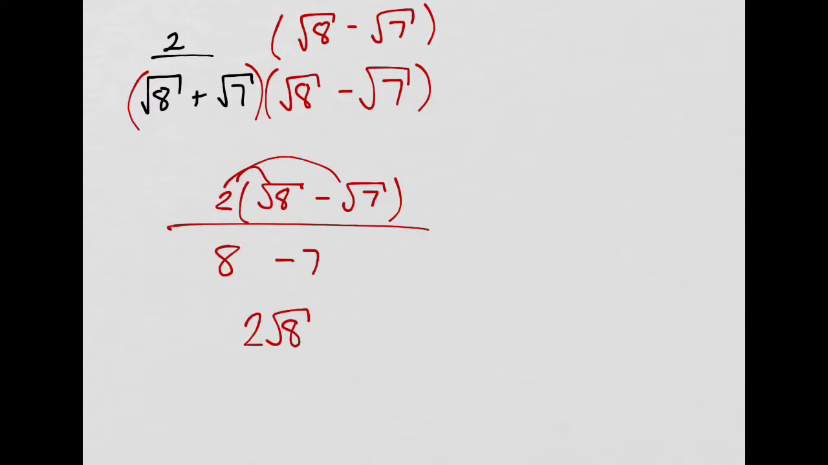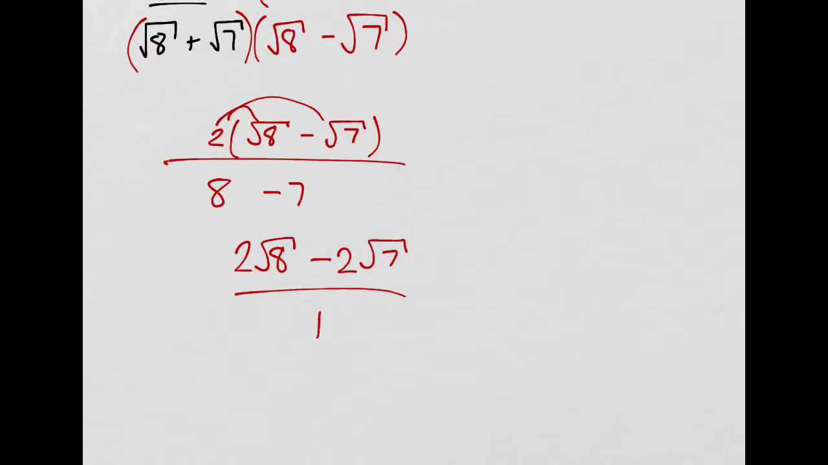2 root 8. Actually, I can reduce that, can't I? I will. And then minus 2 root 7, also divided by 1. So actually, I don't even need the bottom. And I'm going to reduce the 8. What is 2 root 8?